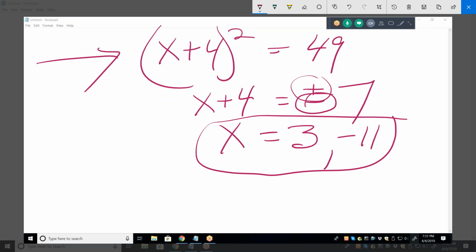And notice that I needed that plus minus. If I did not put that plus minus in there, I would have only gotten this answer. I would have completely missed this one. So that plus minus is extremely important. If you're taking a test and you leave it off, you're going to lose points. No question about it. Okay. All right. What else you got?